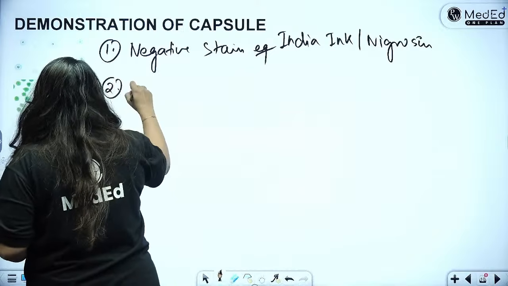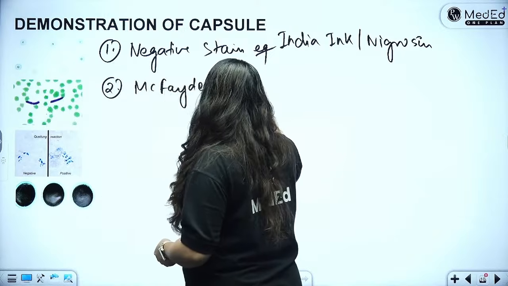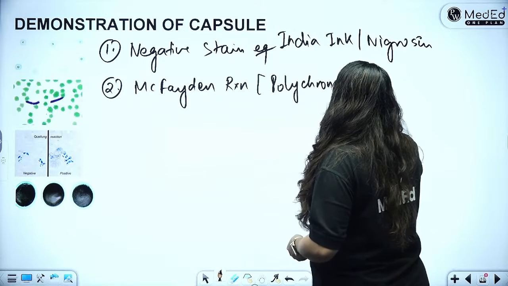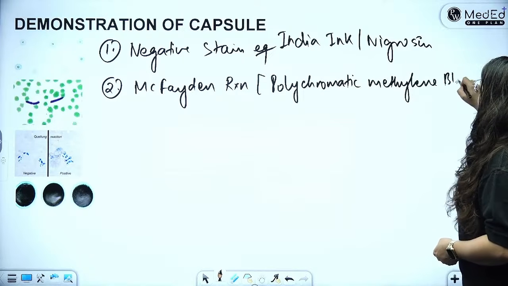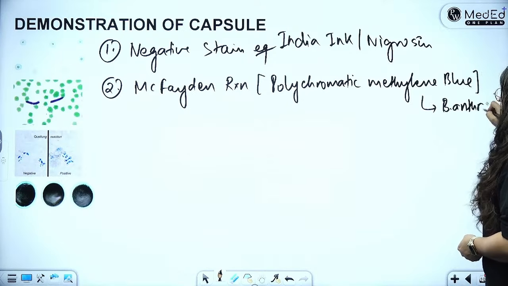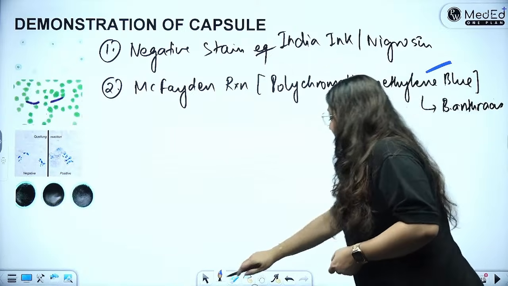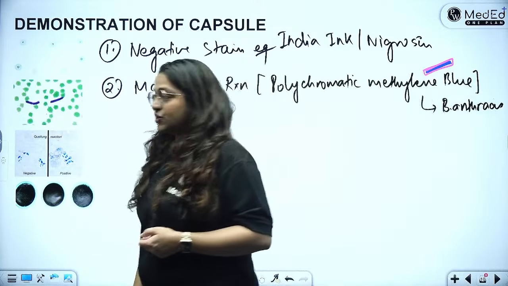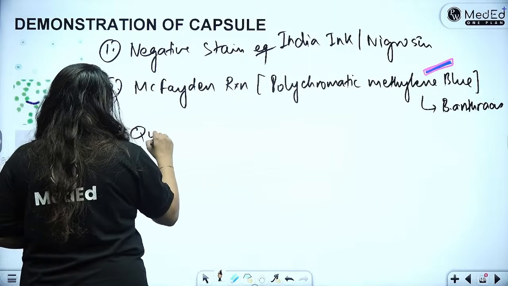Secondly, you can do something which is called the McFadyean stain, or McFadyean reaction, in which we use polychromatic methylene blue. So, what happens? The bacteria stains blue and the capsule stains purple. This is specially done for Bacillus anthracis. How is it going to look? The bacteria is going to stain blue, whereas the capsule is going to take on the purple stain. So, that is the polychromatic nature. This is the McFadyean reaction.